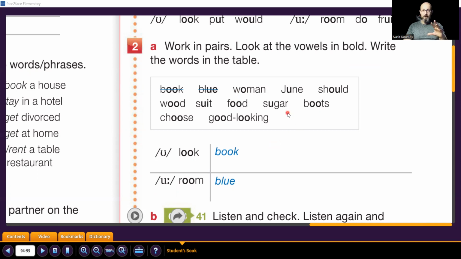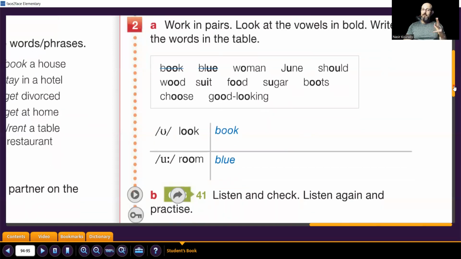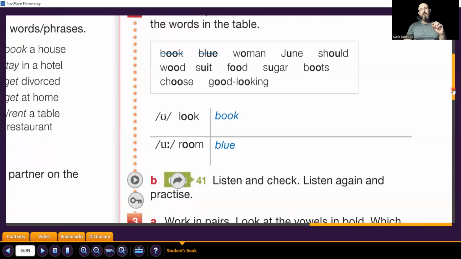Okay, so now, again, stop the video. Write on a piece of paper. If you have the book, write on the book. If you don't have, write on a piece of paper. After that, you check. Okay? Stop the video and do the exercise. Now, you did the exercise. Okay? You will listen and check.